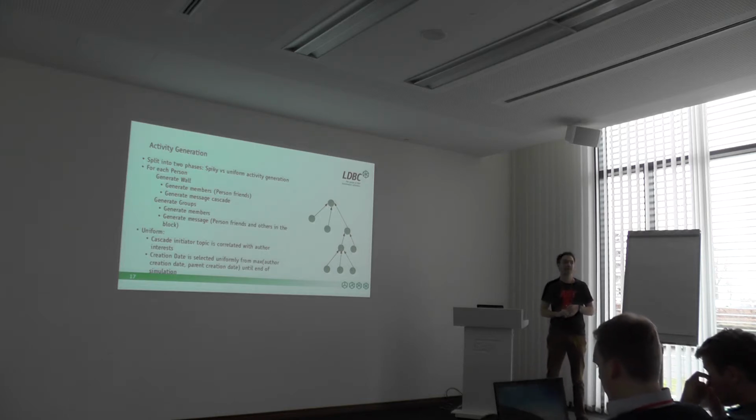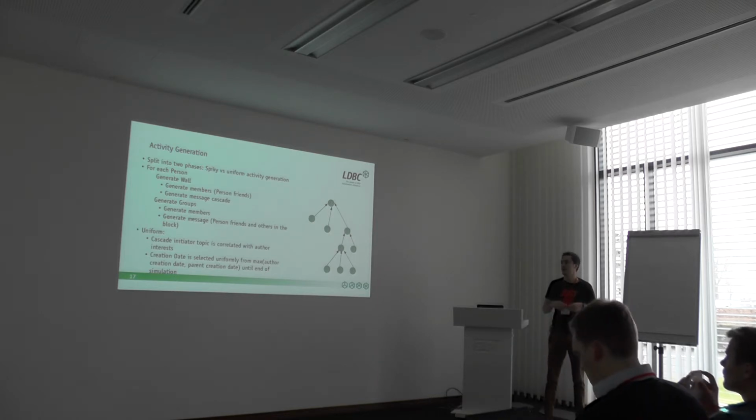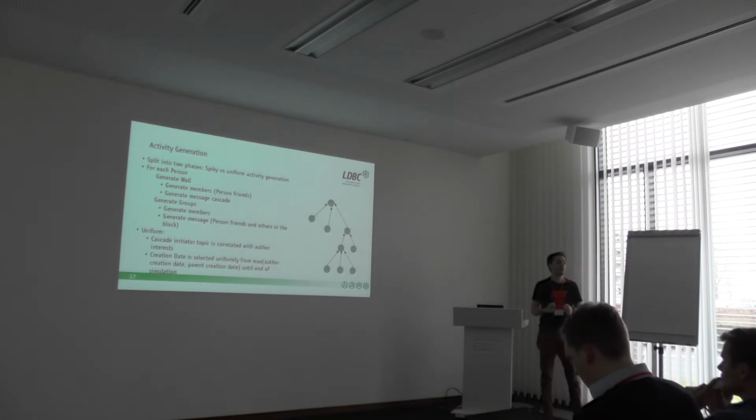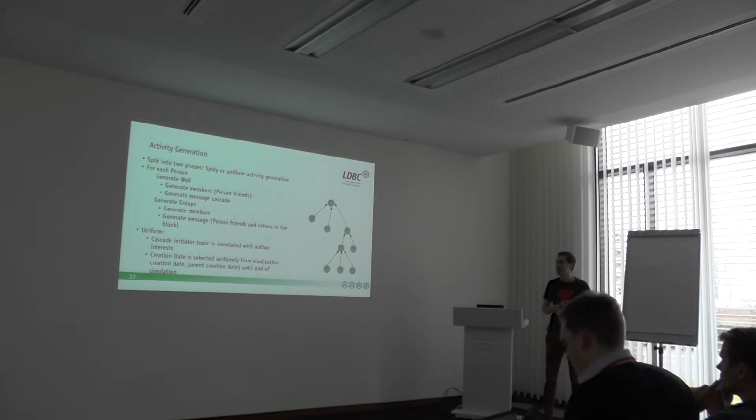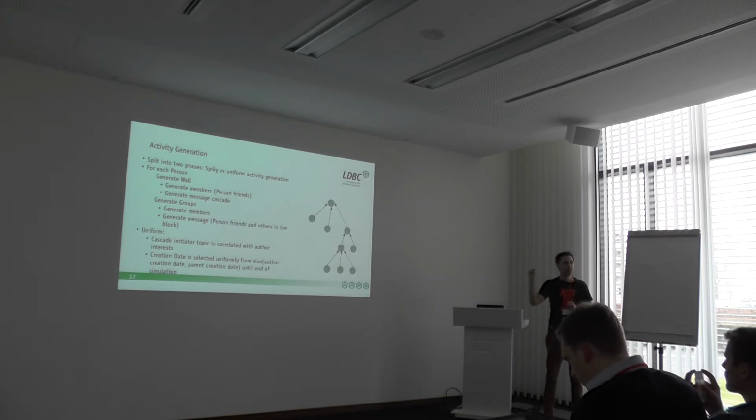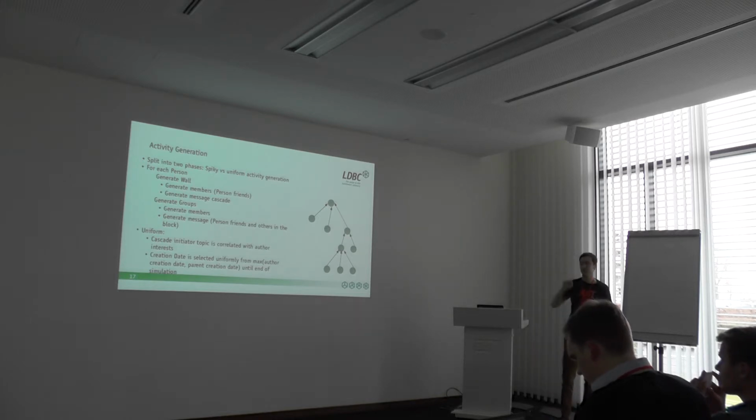For each person, we generate each wall of the social network, generate its members. In the case of the wall, the members are the friends of that person. So this is important as well, because it means that when we create the edges, we need to attach to the edge some information about the friends, because the information needs to be used later in the activity generation. So this is another issue with this way of generating data.